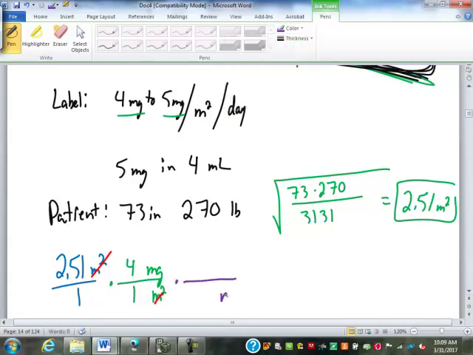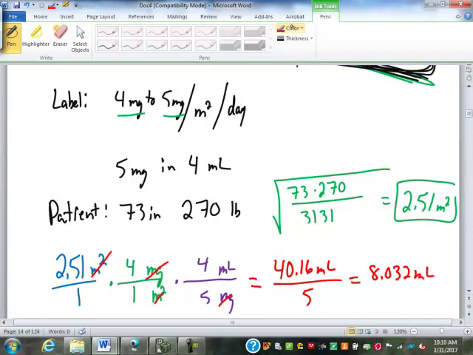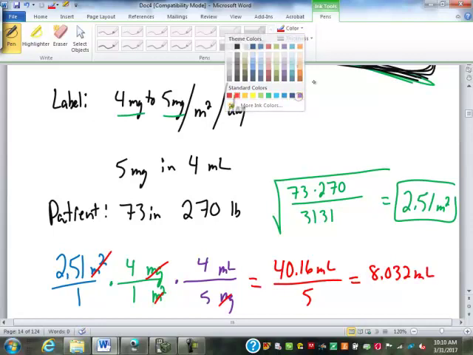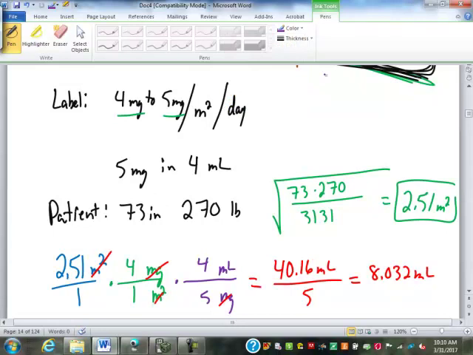We're going to put then the milligrams to milliliters here. 5 milligrams to 4 milliliters. So the milligrams are gone. So we've got 2.51 times 4 times 4, I believe, is 40.16 milliliters over 5, which divides out to 8.032 milliliters. So 8.03 basically milliliters per day.